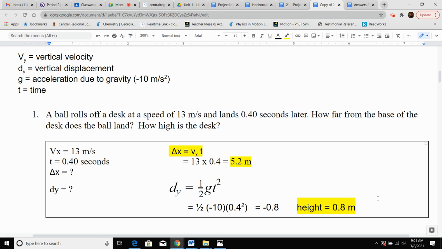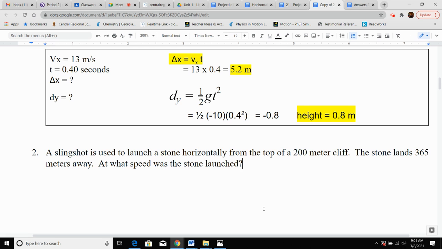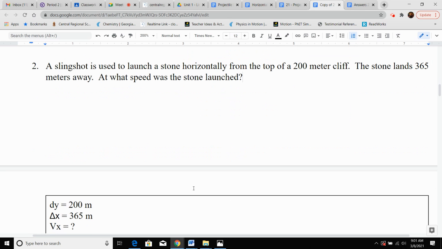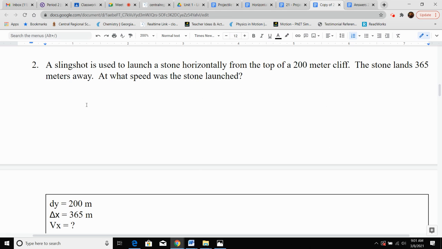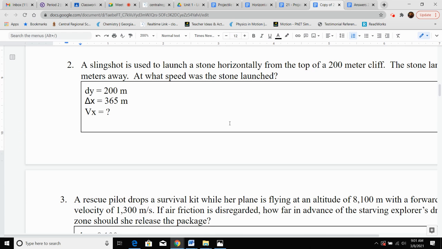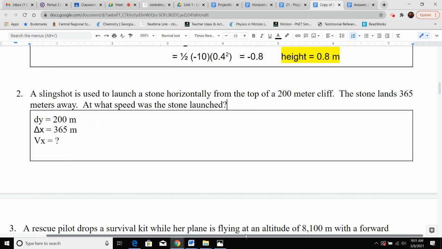Okay, so moving on then to the next one. Okay, so number 2. That's annoying that it's so spaced out here. I'm just doing it so you can see it better.